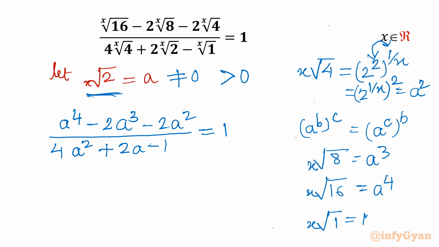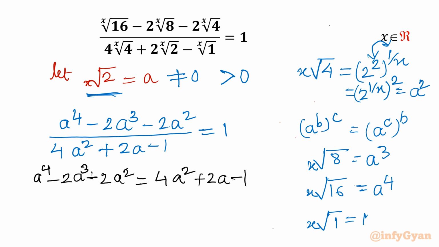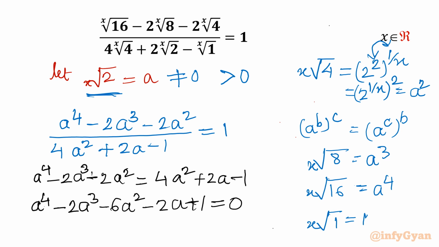Now I will cross multiply. So it will become a power 4 minus 2a cube minus 2a square equal to 4a square plus 2a minus 1. Take all the terms to LHS. So I will be writing a power 4 minus 2a cube minus 6a square minus 2a plus 1 equal to 0. This is one quartic equation.